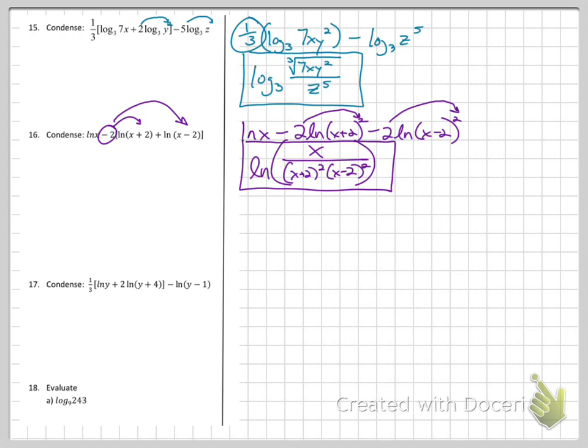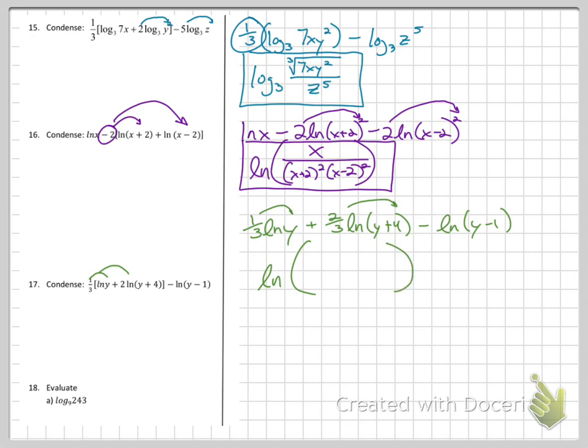Okay, see if you can do number 17. Notice the 1/3 out front. Make sure you distribute that. 1/3 of 2 is 2/3. Coefficients become exponents, and you're writing it as one big natural log. Positives are on top.